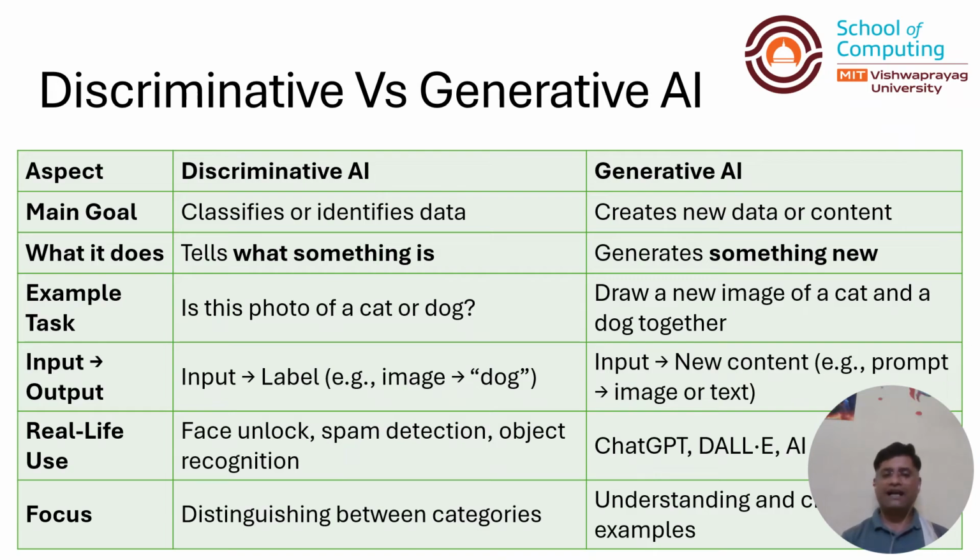Again, all these apps help us to discriminate between the things. Whereas one particular app we saw in the previous slide, that is Meta AI. This will help you to generate new content. This will come in the generative AI.